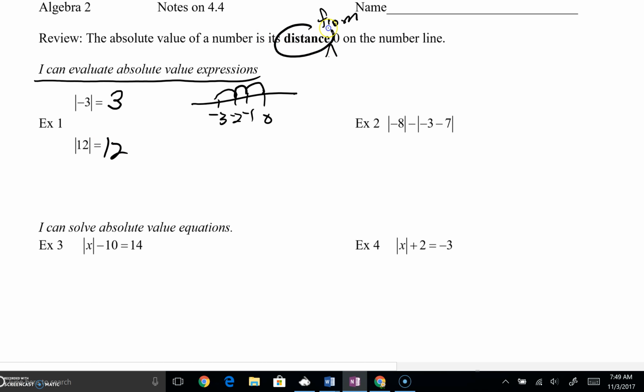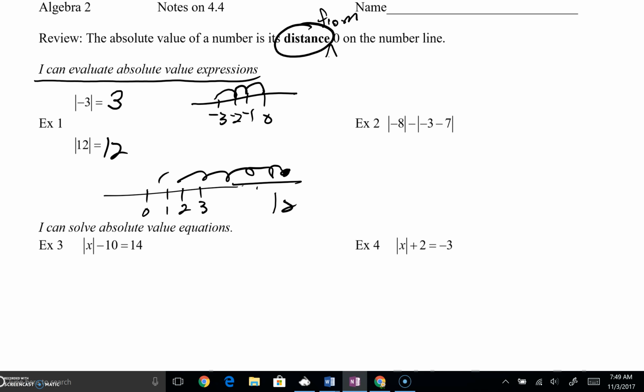You're finding distance. So look, if you actually went through all this trouble to go all the way out here over here to 12, you'd say, how far is 12 from 0? Well, it would be 12 steps away. You don't even have to draw those tick marks. So the absolute value of a positive number is a positive number. The absolute value of a negative number is also a positive number because it's measuring distance.